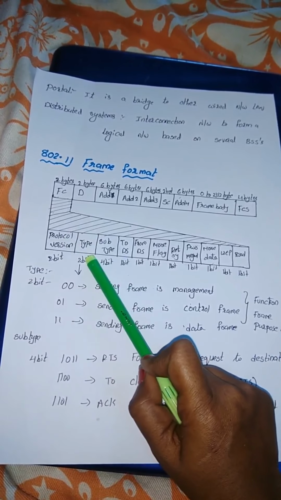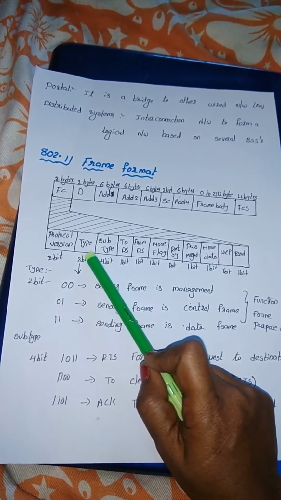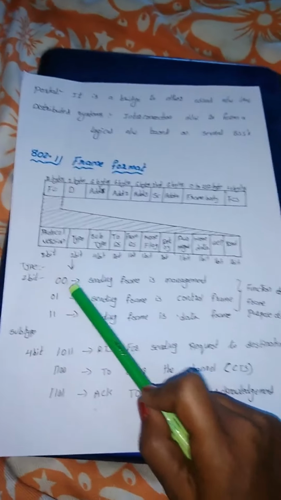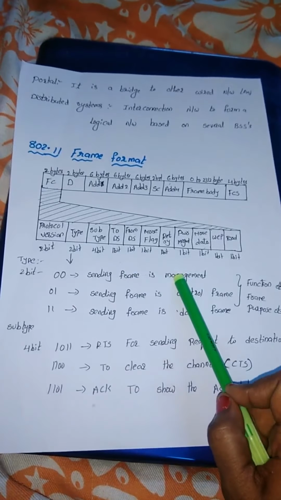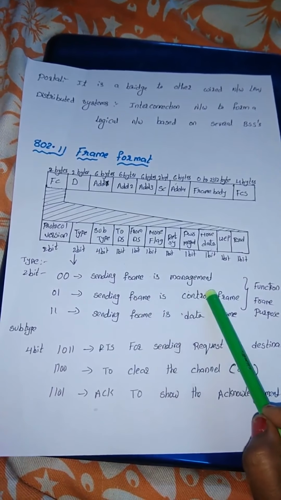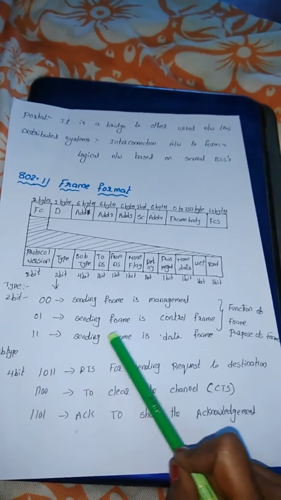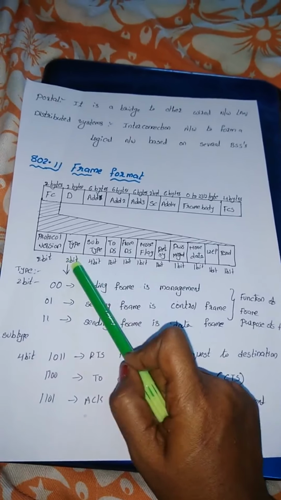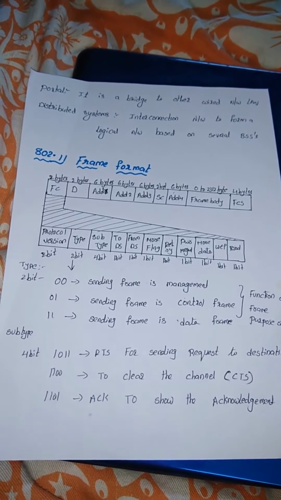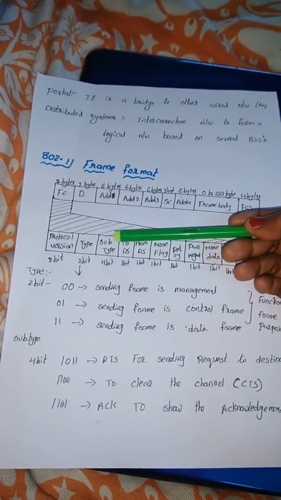The next one is type. It is a 2-bit field that indicates which type of frame you are sending. If you send 00, the frame is a management frame. If you send 01, the frame is a control frame. If you define 11 as the 2 bits, the frame is a data frame. Simply, type defines the function or purpose of the frame we are sending. And this type includes the next field, the subtype.